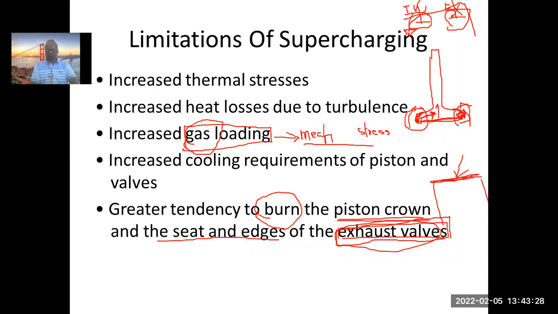And what is happening with the air fuel mixture when it is coming in? Temperature is less. Fuel is getting evaporated. Fuel is getting evaporated. And what is required for evaporation?